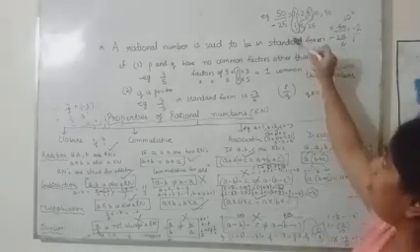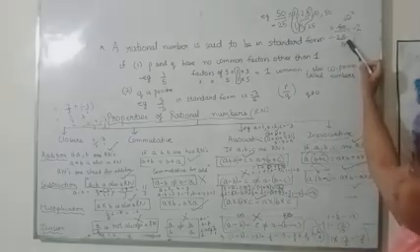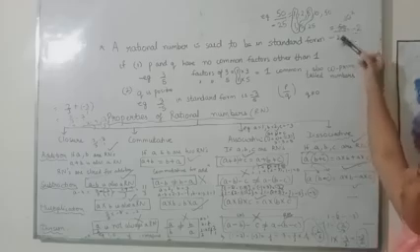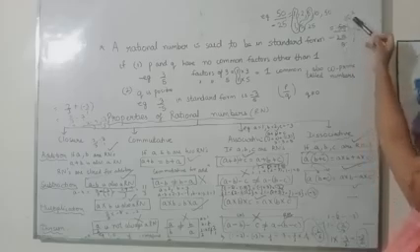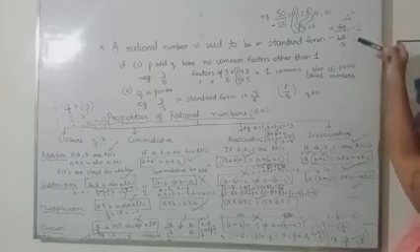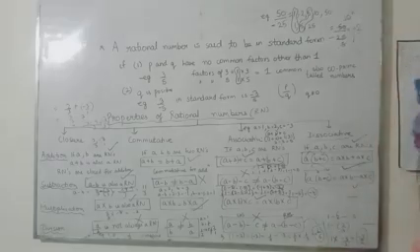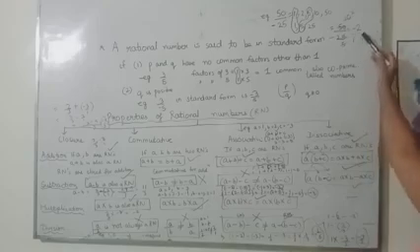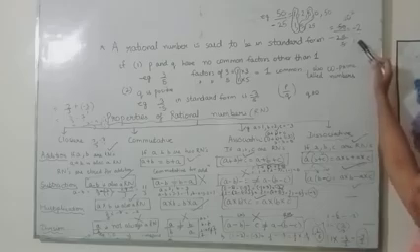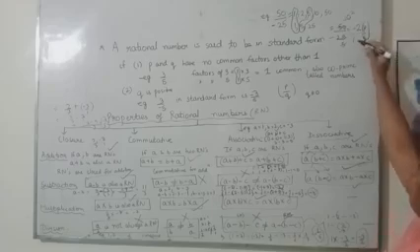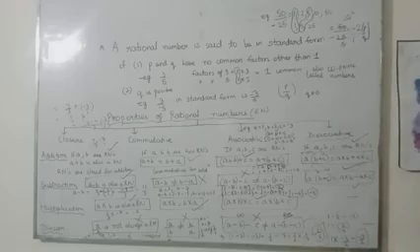Just simplify this number, 50 upon minus 25. Cancel out 50 and 25 by 5. 5 5s are 25 and 5 10s are 50. Again you cancel out: 5 2s are 10, 5 1s are 5. So this 50 upon minus 25 becomes minus 2 upon 1. It is minus 2, and when it is minus 2, it is understood that in the denominator it is actually 1. So now this can be expressed in the form p by q, where q is not equal to 0, and this is the simplest form.